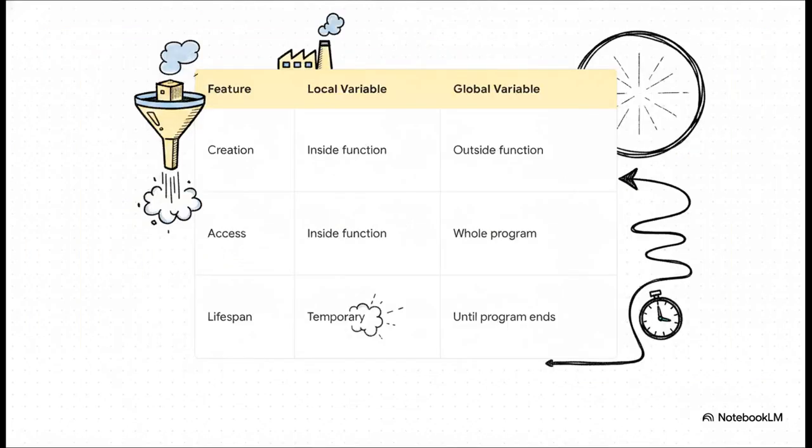Breaking down the core differences side by side really clears this up. Notice where they're created. Local variables are born inside a function, while globals are created outside. But the real game changer here is the lifespan. Local variables are strictly temporary. The very second their specific function finishes running, poof, they disappear entirely. Global variables, however, stick around until your entire program finishes running.